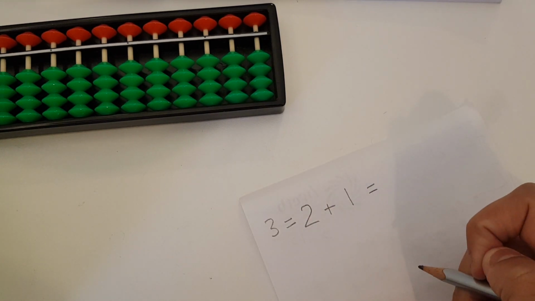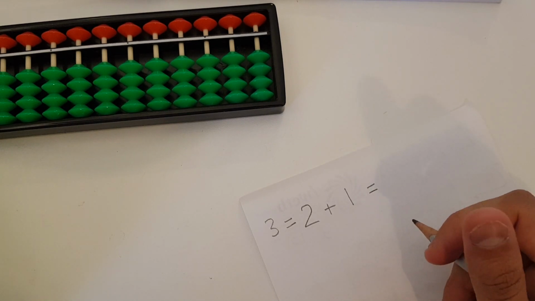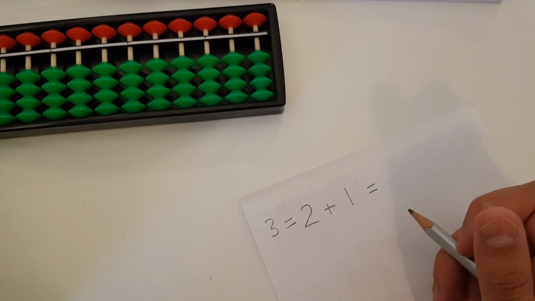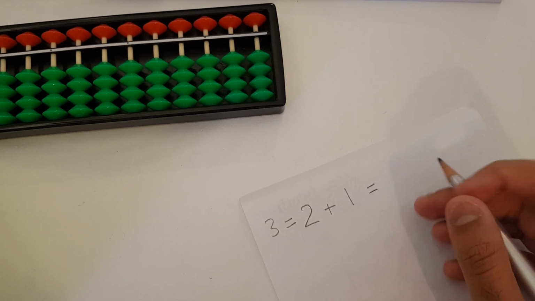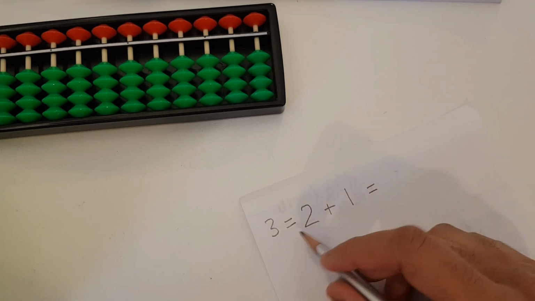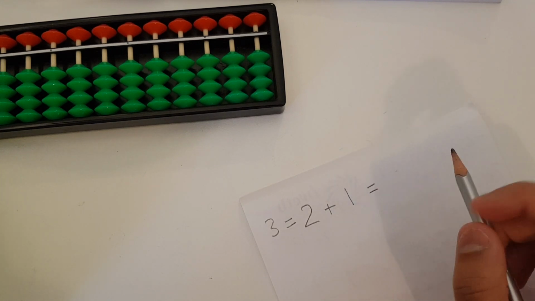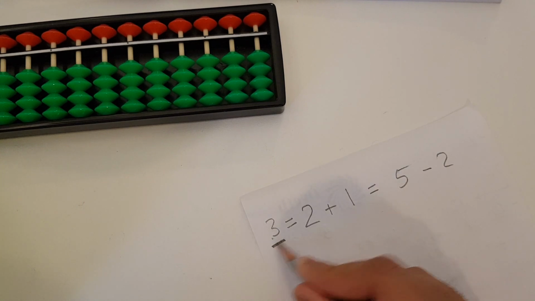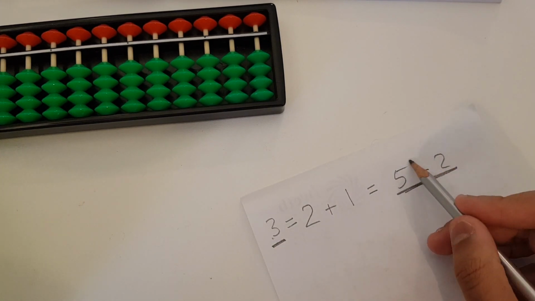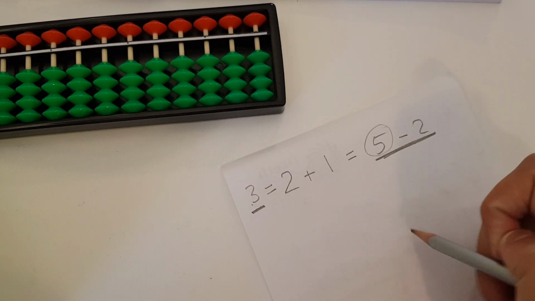However, on the abacus, as I said, things are done either in terms of fives or tens. We'll be doing in terms of 5 right now. You will understand why I'm doing 5 after some time. So if I was to make 3 from 5, that would be 5 minus 2. So 3 is equal to 5 minus 2. 5 is a very important number for the abacus.